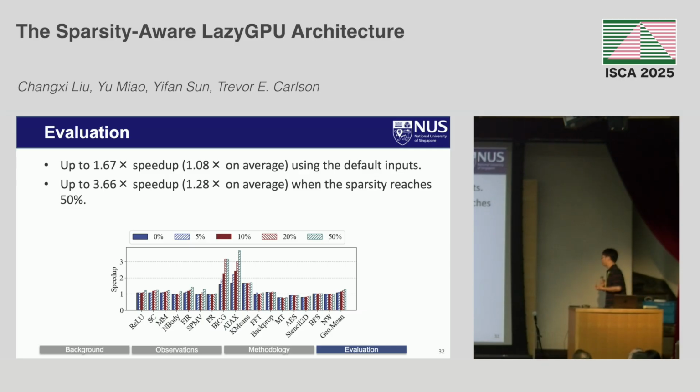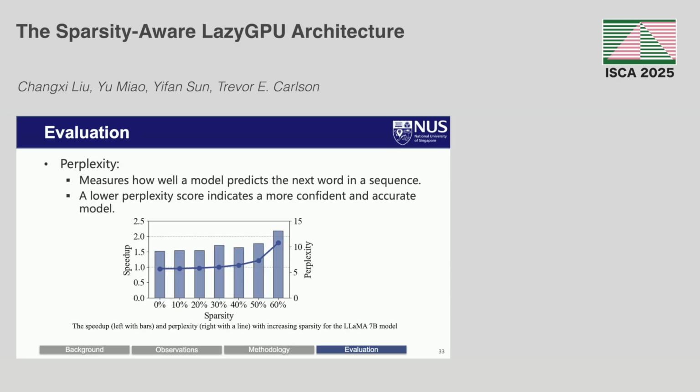And we evaluate on these mini benchmarks. We first use the default inputs, which means that they just have very few 0s, depending on their inputs, which we don't know. We can find that we can get about 8% speedup on average. And we also introduce some 0s, and we found that when the sparsity is 80%, we can get a very high speedup.